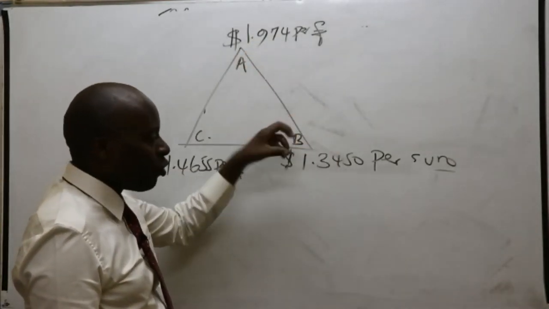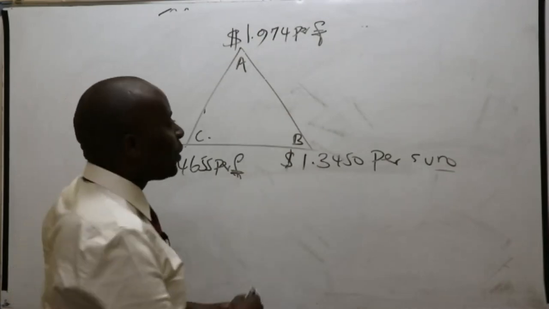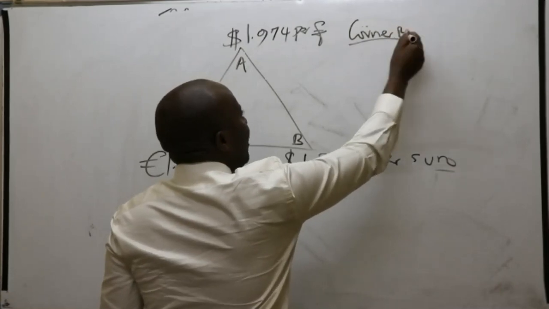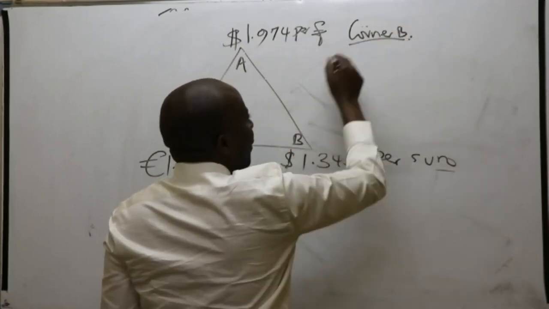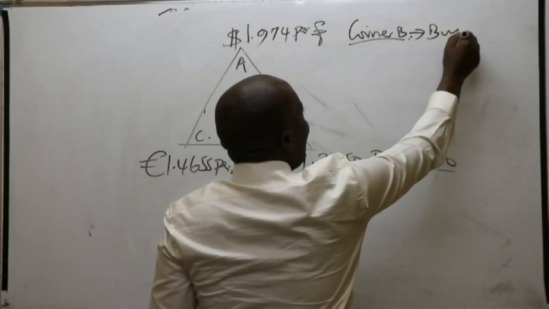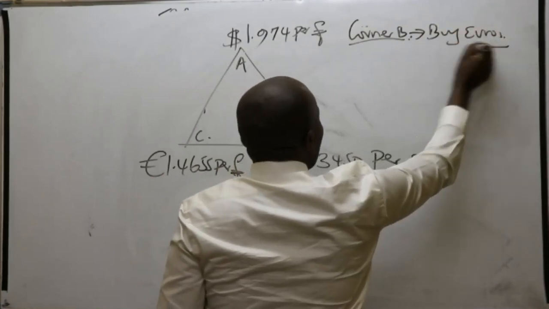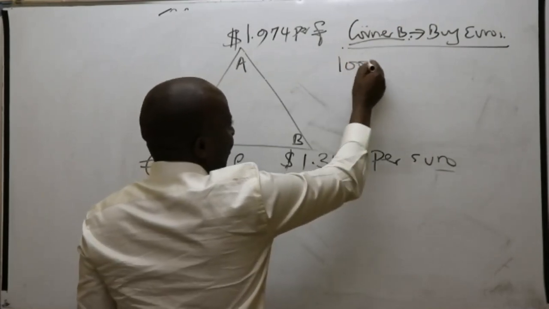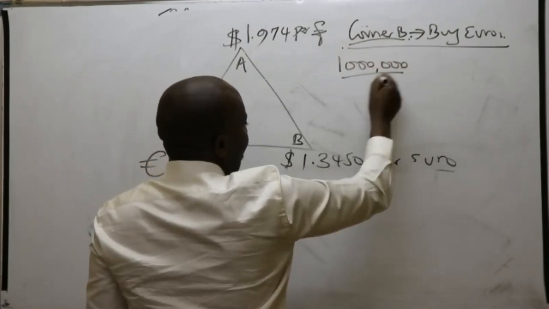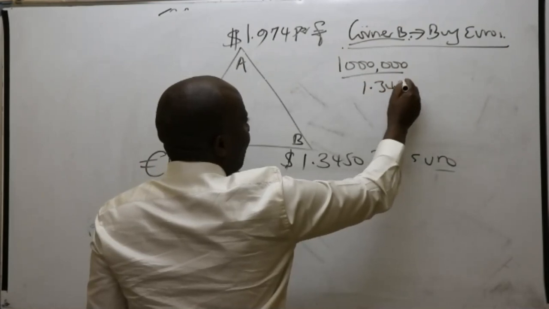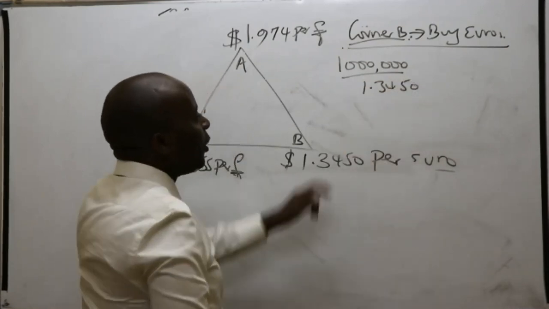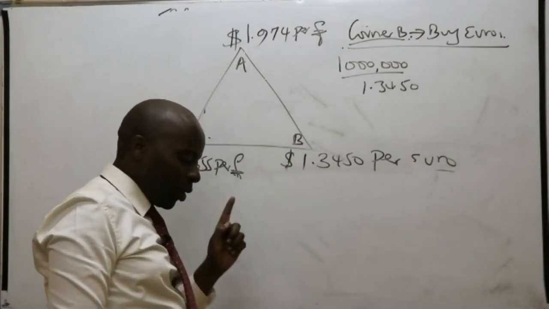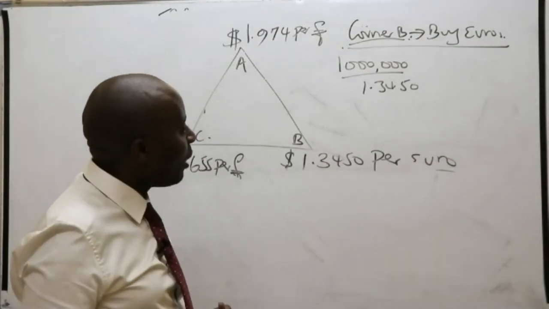And we say always go for the weaker currency. So if it's the weaker currency, we have corner B. In corner B, ladies and gentlemen, we are saying that this person should buy euros. So how many euros will he buy? Of course, we'll talk of 1 million divided by 1.345, because there's no way dollar and dollar can ever multiply. You try multiplying dollar and dollar, you'll end up getting dollar squared. So come and divide here.